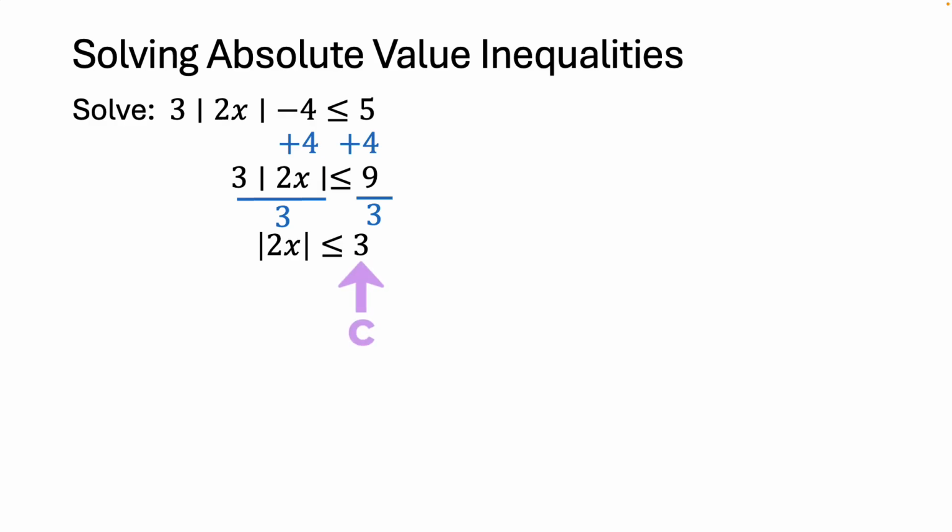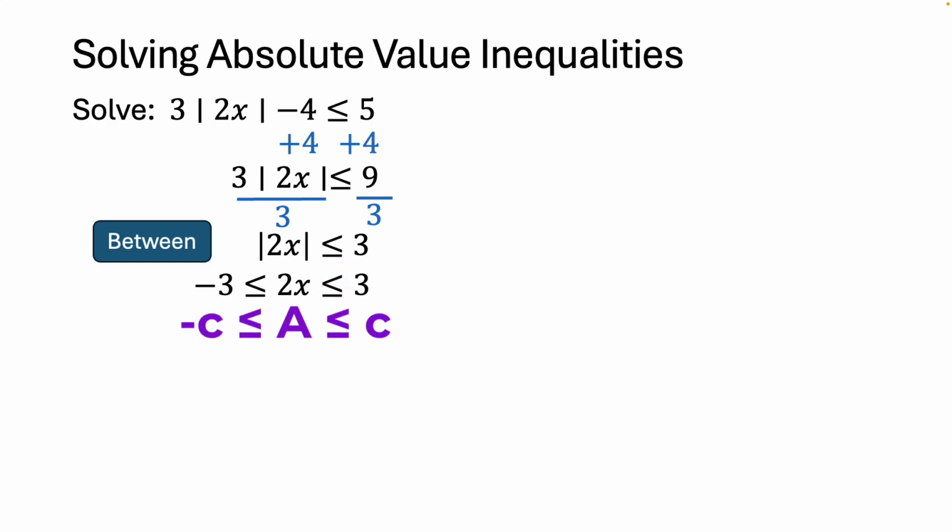Let's check the value of c. c is 3, which is positive. That tells me that this is not one of our special cases, so we need to keep going. Now let's check what type of inequality we have. We have an absolute value is less than or equal to 3. Less than lands in the middle. So this is a between case. So we'll rewrite this as our algebraic expression 2x is between -3 and 3. So this inequality is -3 is less than or equal to 2x, which is less than or equal to 3.